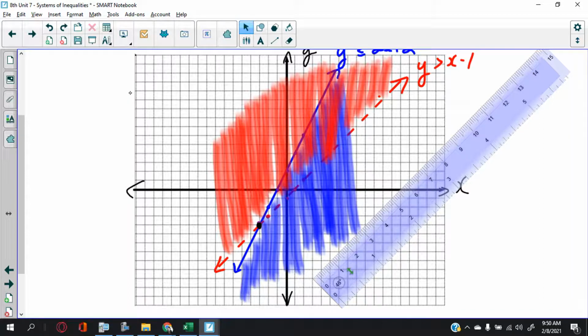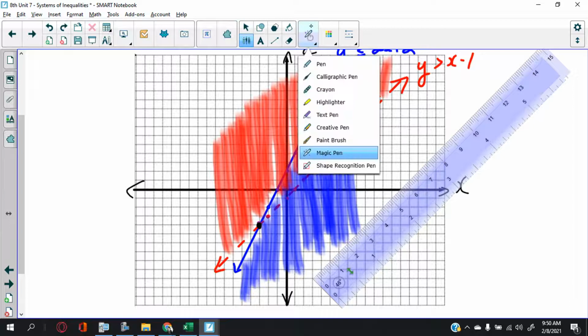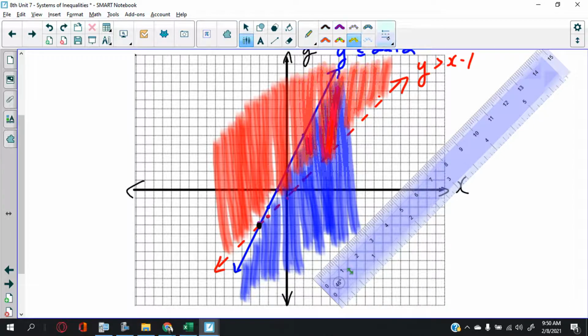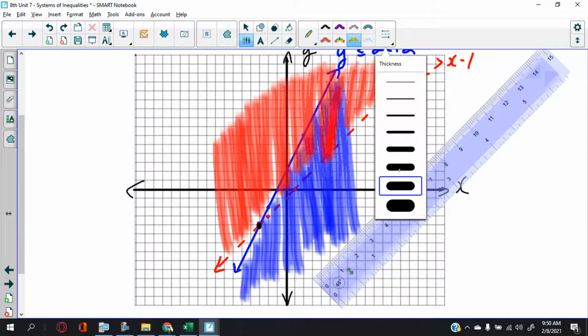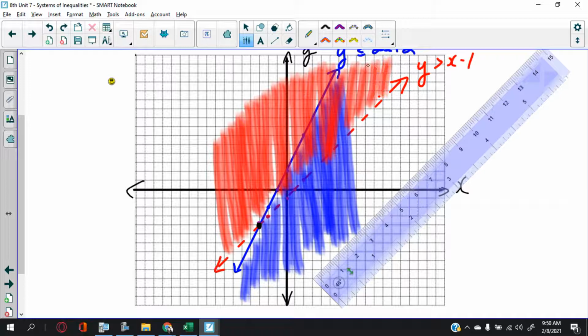So in other words, let me use a smiley face. Okay, again, don't use a smiley face on the regions. But okay, I'll give you an example.